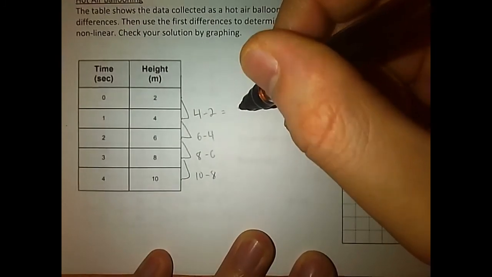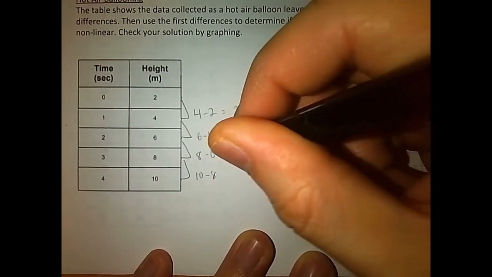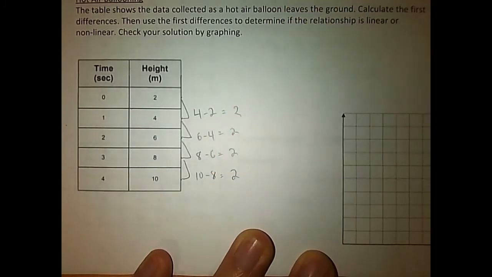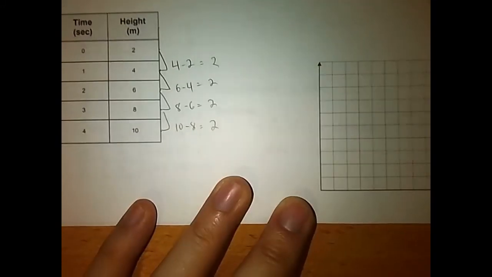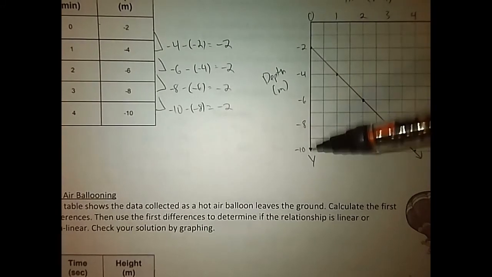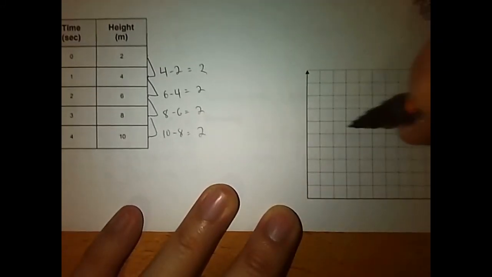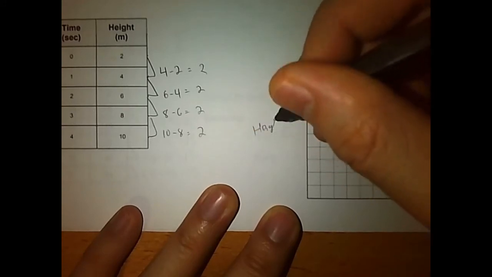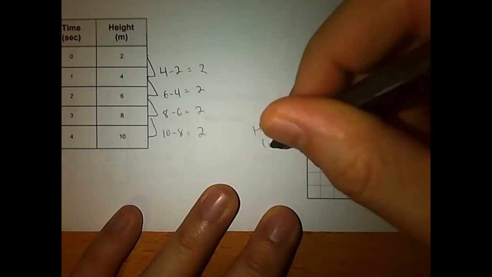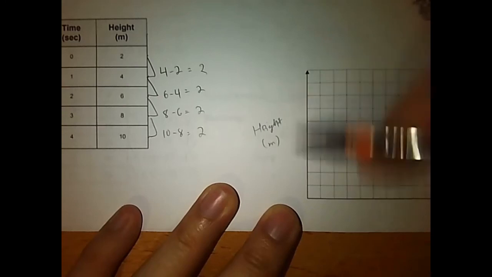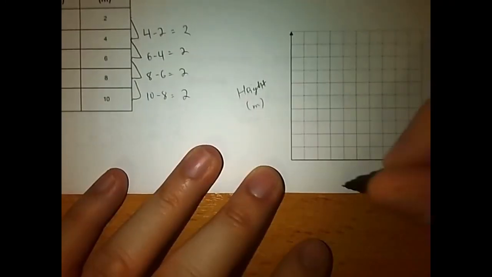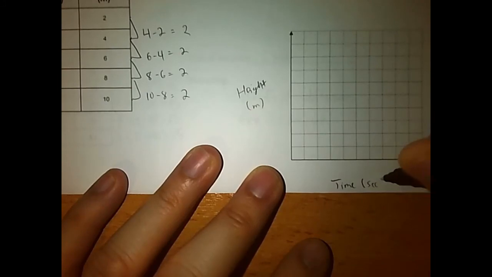4 minus 2 is 2, 2, 2, and 2. So now we're going to graph this again. Now our height is going upwards. In the last graph we were doing depth, so it made sense to do it that way. But now this hot air balloon is going upwards. So we're going to have the height in meters, because this is our dependent variable, and we have time here. And we always said time is the independent variable, in seconds.